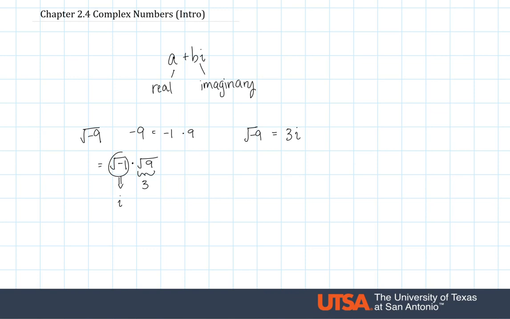Then, there's no a to this, so it's just 0 plus 3i. And that's how we write this in complex form. Okay, so some examples for this. We want to write these in the simplified complex form.